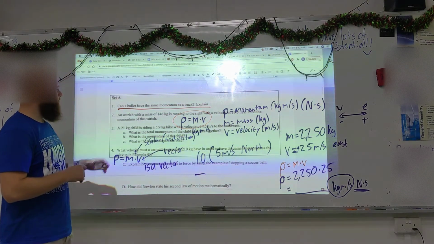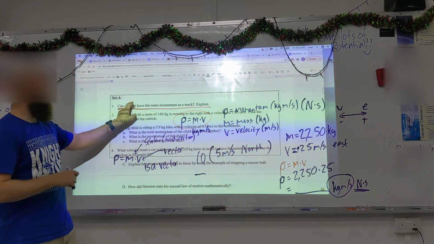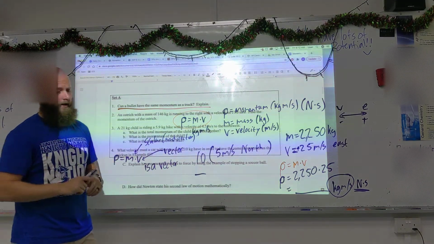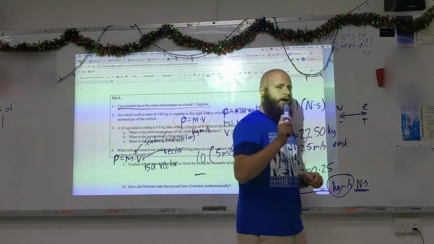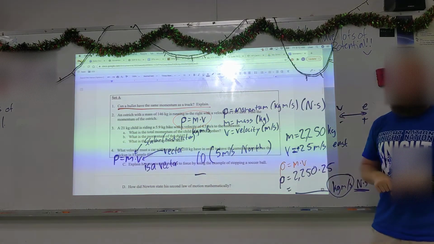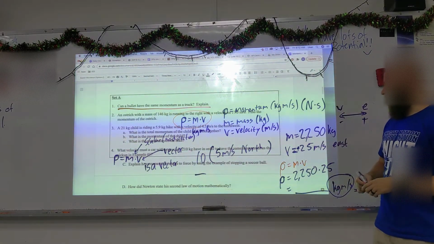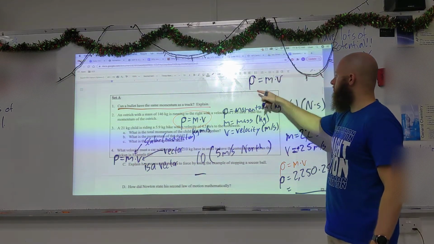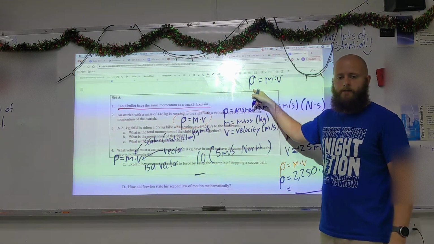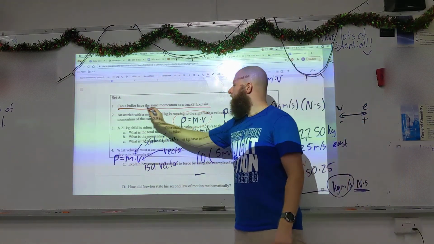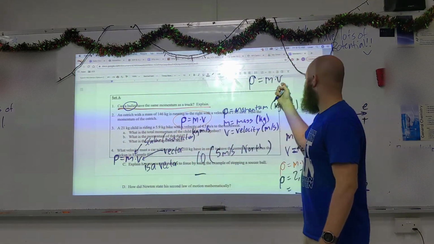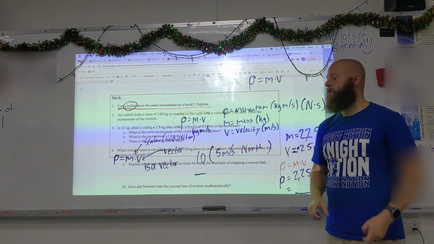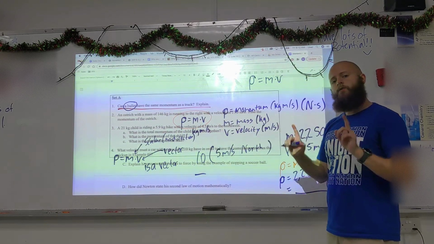Okay, so hopefully you got an answer to this. Now, can a bullet have the same momentum as a truck? Here's one easy way. What if the velocity of the truck is 0? What's the momentum? Well, my momentum is equal to m times v, so if v is 0, my momentum also needs to be 0, right? But if I have a bullet and its velocity is 0, what will its momentum be? Exactly. It will also be 0. So that's one easy way.